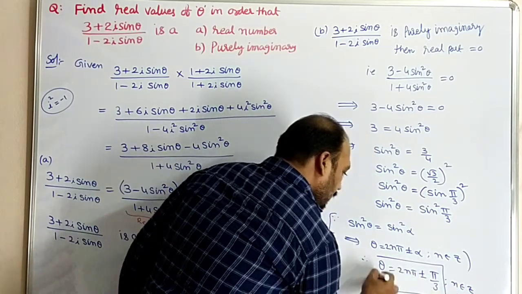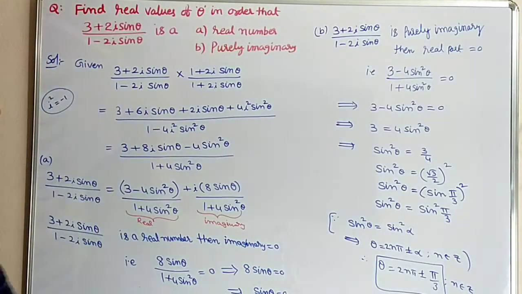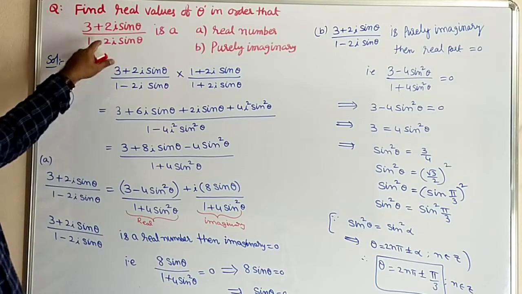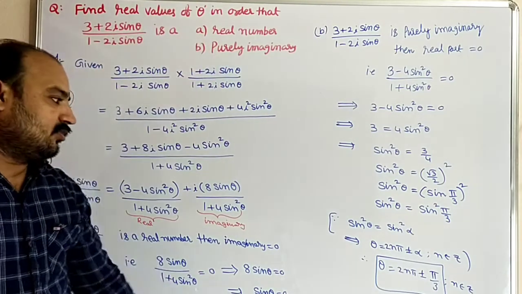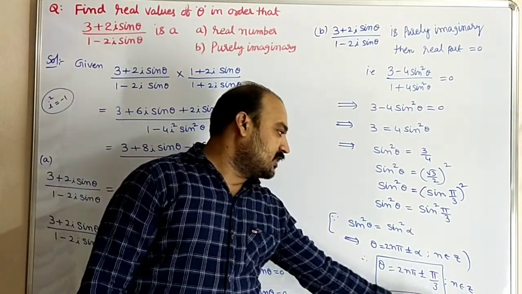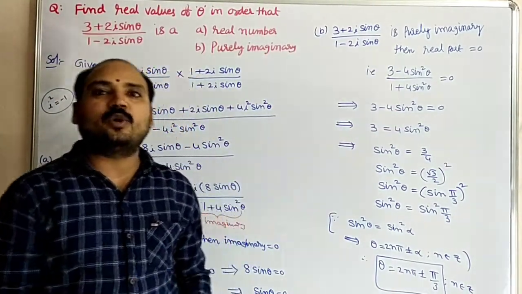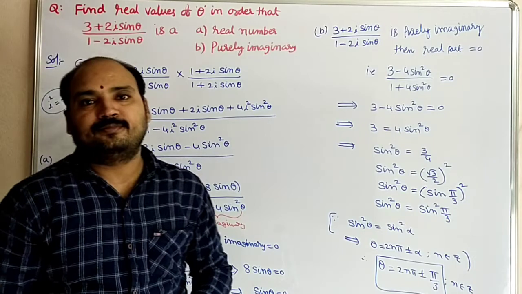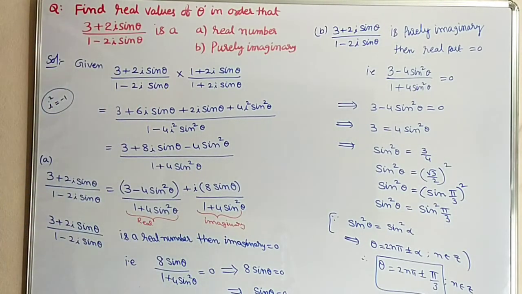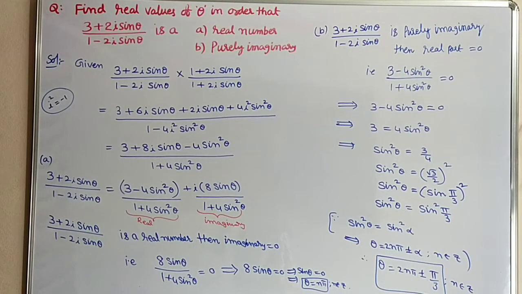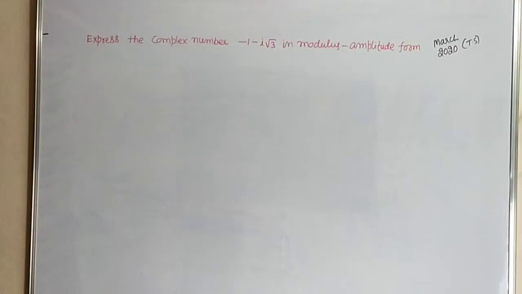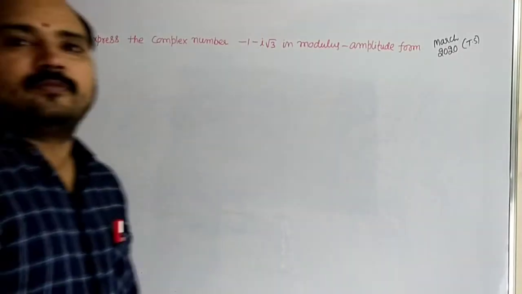Therefore, for theta equal to n pi, the given complex number is a real number. For theta equal to 2n pi plus or minus pi by 3, the given complex number is purely imaginary. Like this, you have to solve the problem. The next question.